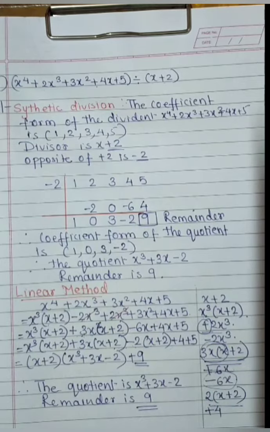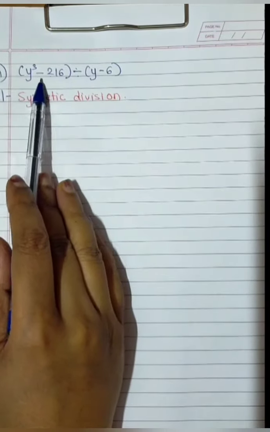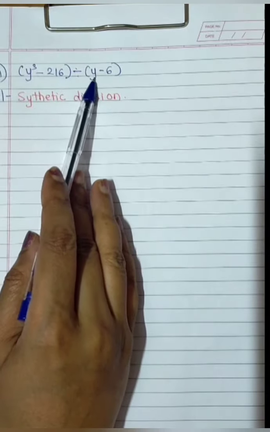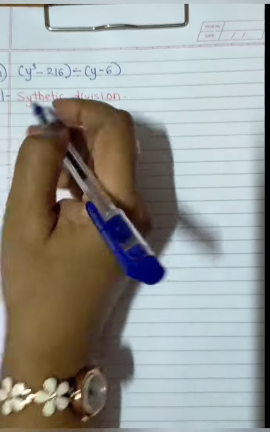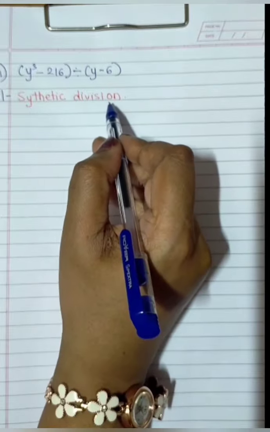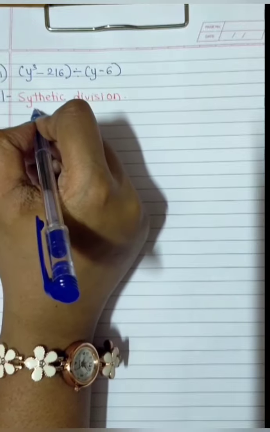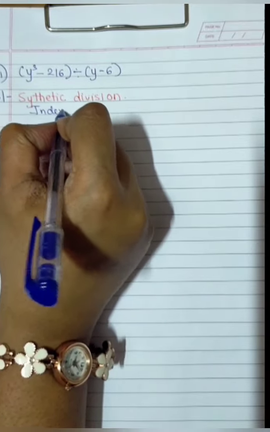Again I will solve question number 3 now. Question number 3 is y cube minus 216, divided by y minus 6. Here first we will use synthetic division. So first we will write the dividend in index form.